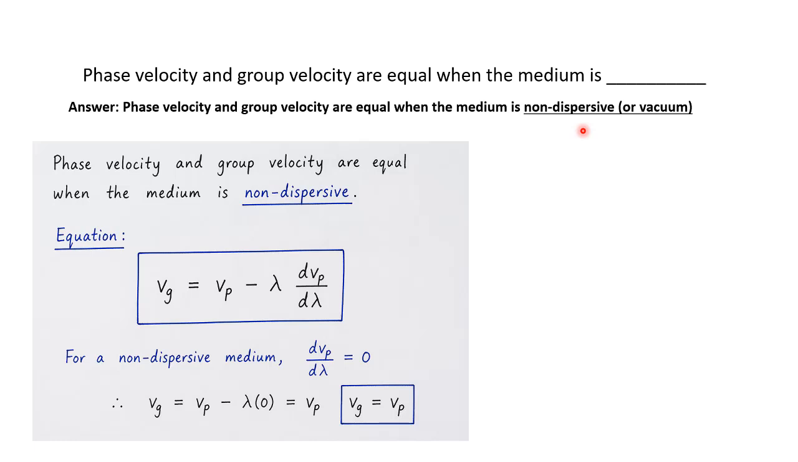We can explain this from the relation between group velocity and phase velocity. Vg represents the group velocity and Vp represents the phase velocity. From this equation, for a non-dispersive medium, dVp by d lambda is 0. So mathematically, we can say the phase velocity and the group velocity are equal.